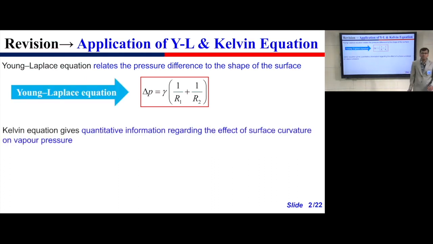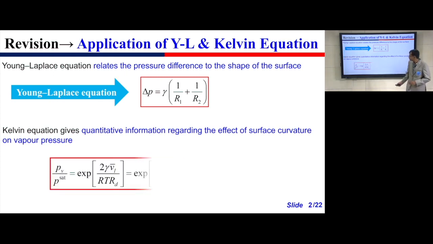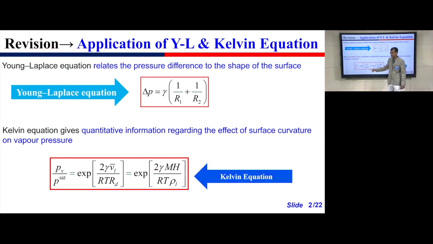The Kelvin equation gives us quantitative information on the effect of surface curvature on the vapor pressure. Whenever there is a surface curvature, what is the effect on the vapor pressure of the liquid? This is the Kelvin equation, where we have P_V by P_sat, where P_sat is the saturated vapor pressure, equal to exponential of 2 gamma V bar L by R T Rd. Gamma is the surface tension, V bar L is the molar volume of the liquid, R is the universal gas constant, T is the absolute temperature, and Rd is the radius of the droplet.